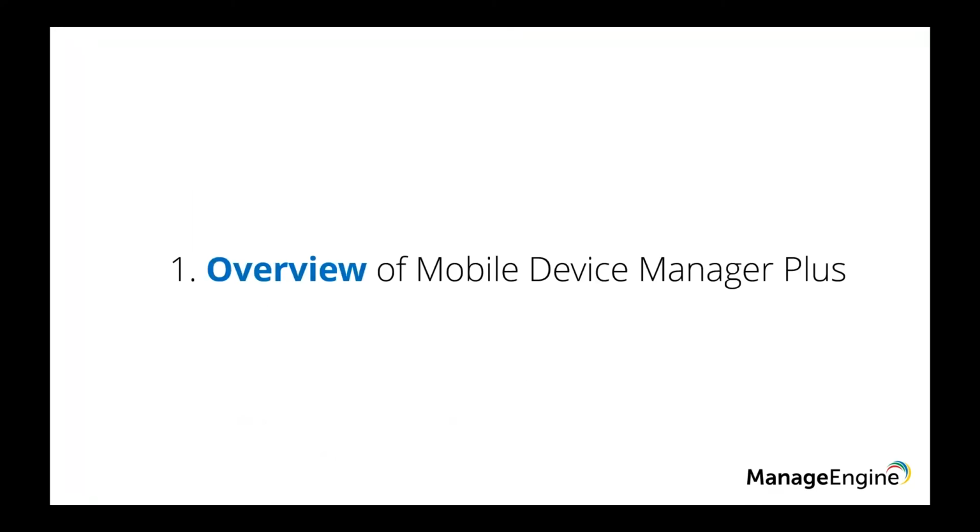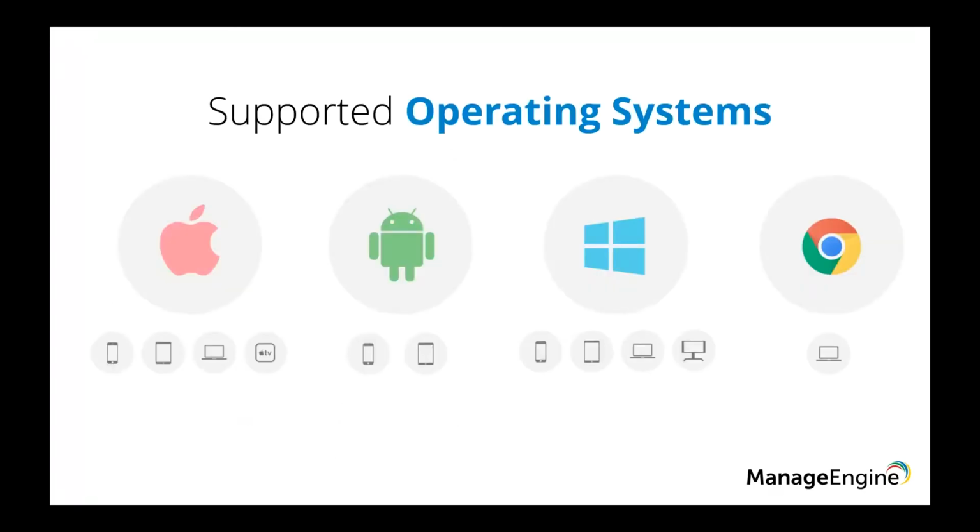All right, let's see the overview of the Mobile Device Manager Plus solution. So these are the list of operating systems which you can manage under the Mobile Device Manager Plus solution in ManageEngine. You can manage Apple, Android, Windows, and Chromebook. And when it comes to the device type, it could be a smartphone, a laptop, a tablet, and even Surface Hub, Android and Apple TVs, and Chromebooks. So these are the device types and operating systems which you can manage within our solution.